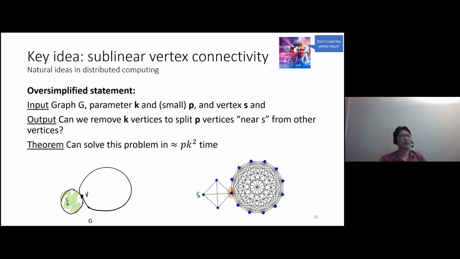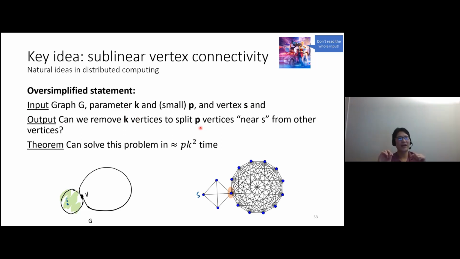So the problem is this. I'm given a graph G and some parameter K, right? Basically, I want to know if I can delete K vertices to disconnect the graph. And in addition to these parameters, I'm going to get two more parameters: some small number P, think of something like, I don't know, root N, for example, and S, which is a node, a vertex. What you want to output is whether you can remove K vertices to split P vertices nearby S.